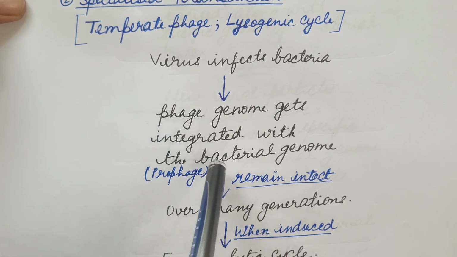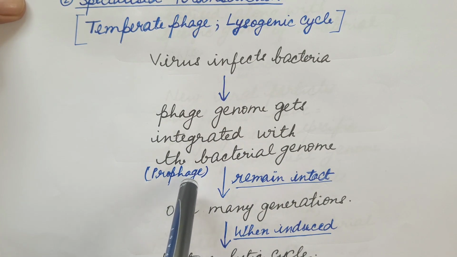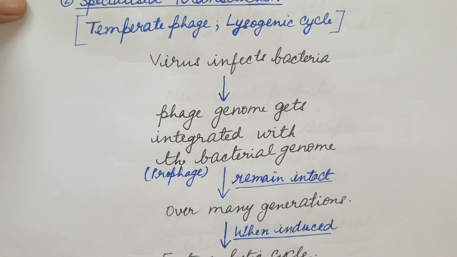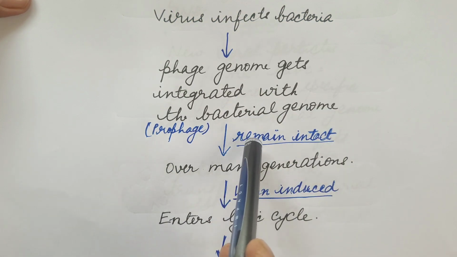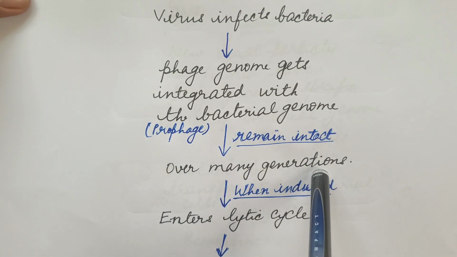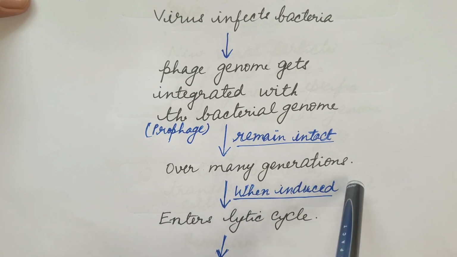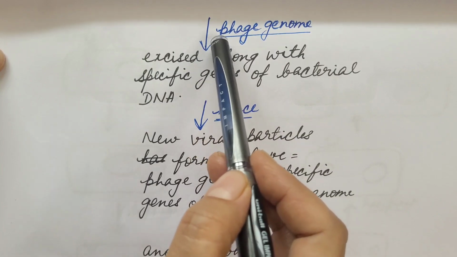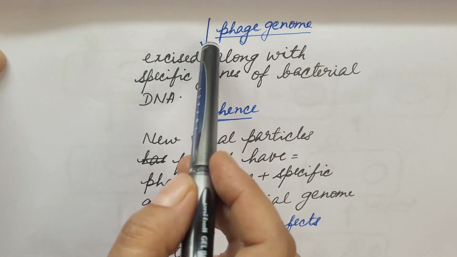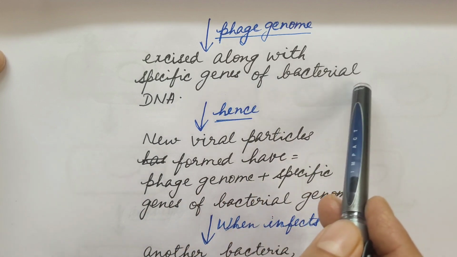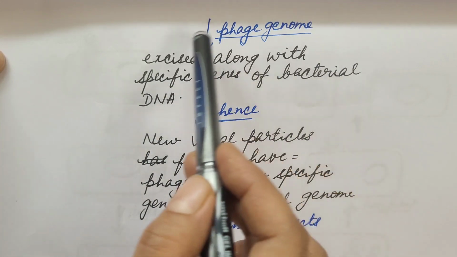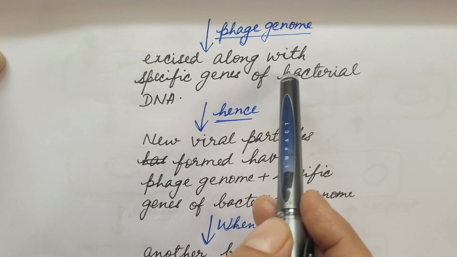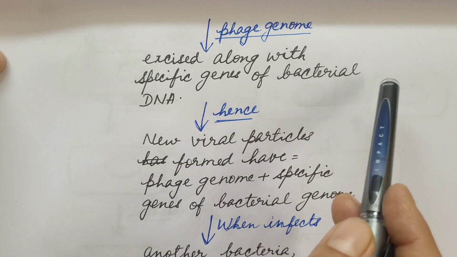Now the phage genome and bacterial genome together are known as a prophage. This is because the virus is a temperate phage, hence it shows the lysogenic cycle. Then the phage genome remains intact for many generations. When it is induced in the presence of UV radiation or chemicals, then it enters the lytic cycle. How does it enter the lytic cycle? The phage genome gets excised along with specific genes of bacterial DNA, because the integration was due to site-specific recombination.